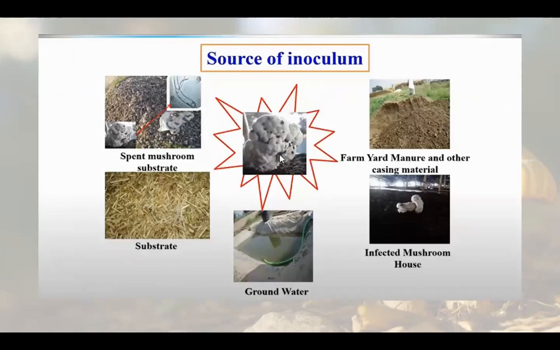And source of inoculum. What is inoculum? It may be a contaminant, a pest, a pathogen, a fungus, bacteria, virus, whatever. So where is it coming from? It can be coming from spent mushroom substrate. Whatever substrate we are taking may help the pathogen. And substrate, whatever we are taking, farmyard manure, casing material, infected mushroom house, groundwater, all these are the factors from where we can get the pest or pathogen.